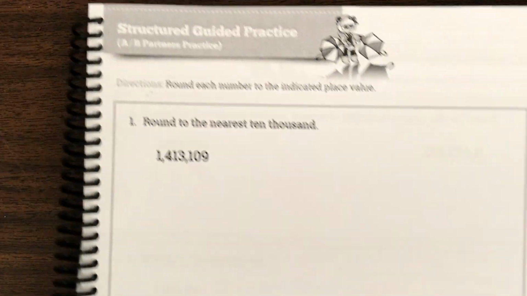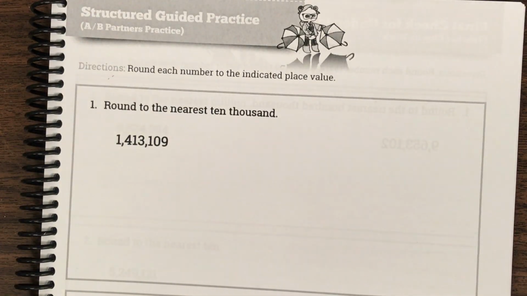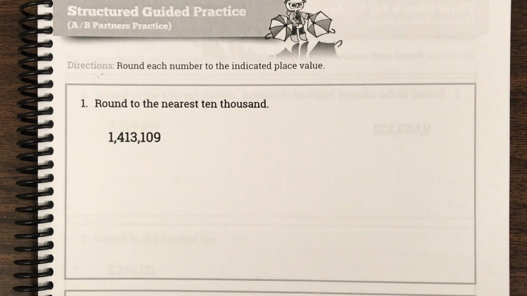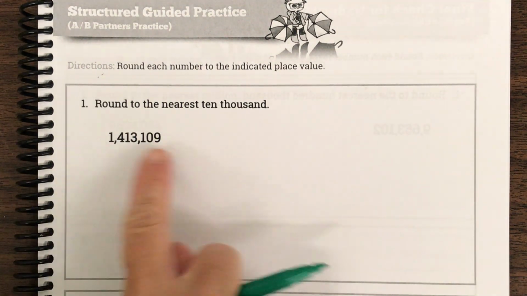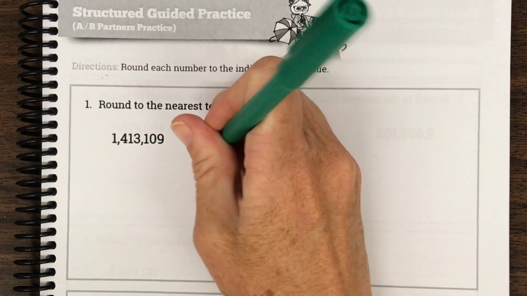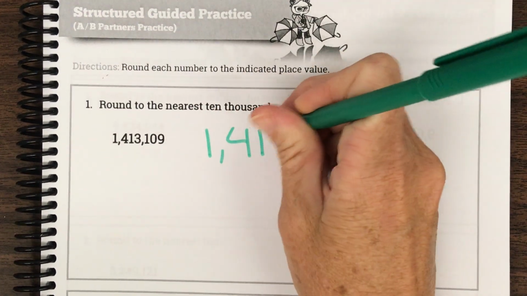So we are on page 26. So please grab your pencil and turn to page 26. Okay, and our first one says, round to the nearest 10,000. Okay, even though this is pretty large, I'm just going to write it one more time so it's a little bit larger for me to work with.